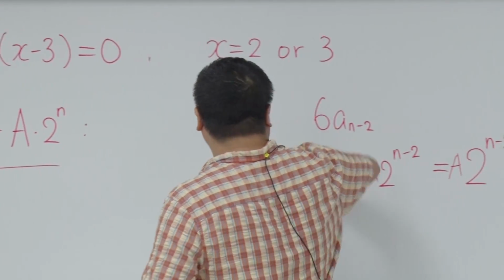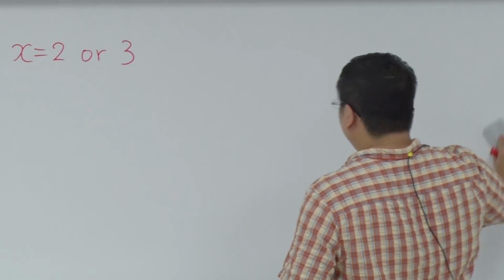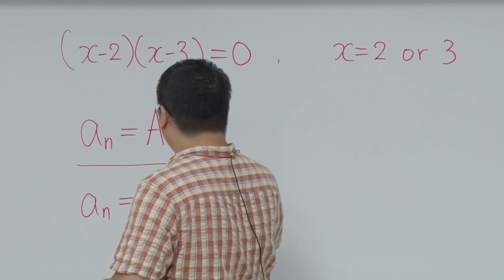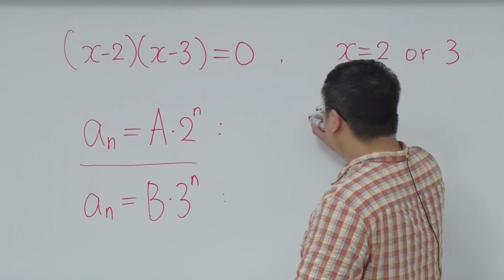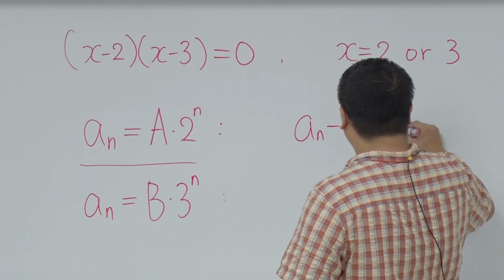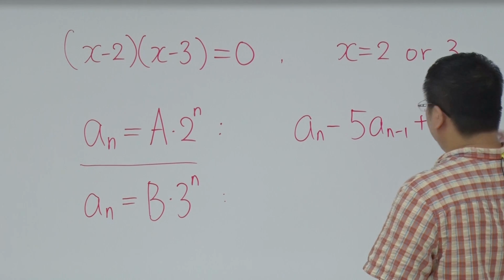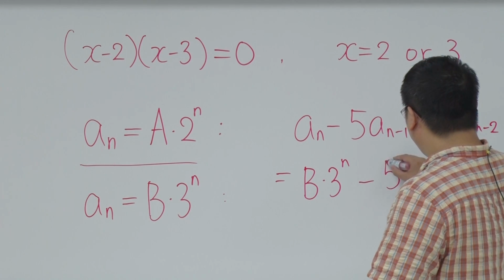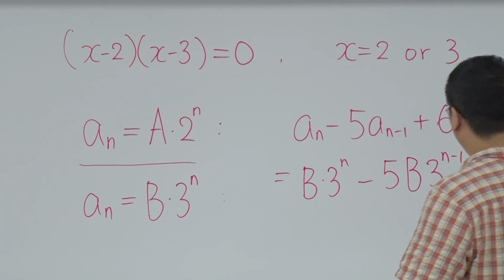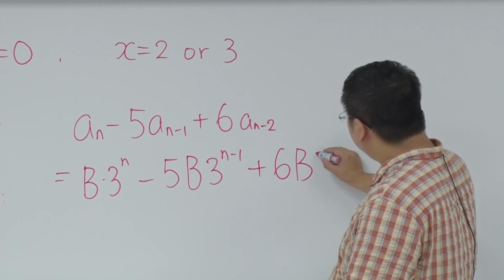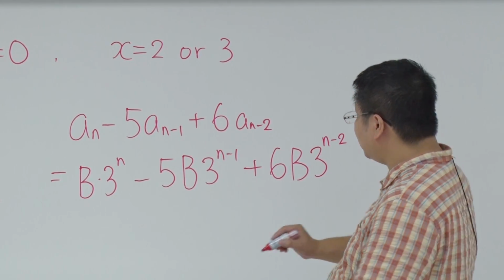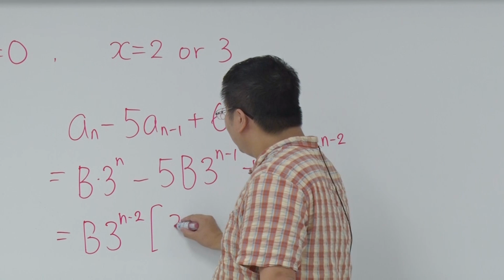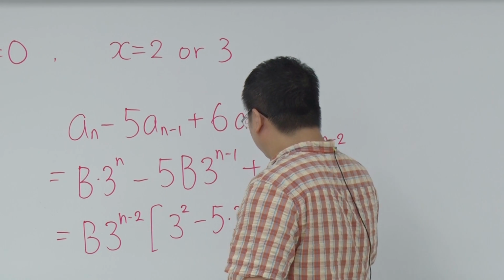Let's try another one. So this is the case where a is like this. Let's try another root. This time let's try a_n is equal to b times 3 to the power n. Then what will happen? Then a_n minus 5 times a_{n-1} plus 6 times a_{n-2} will be equal to b times 3 to the power n minus 5b times 3 to the power n minus 1 plus 6b times 3 to the power n minus 2. The same as before, we take out b times 3 to the power n minus 2, and what is left is 3 squared minus 5 times 3 plus 6.